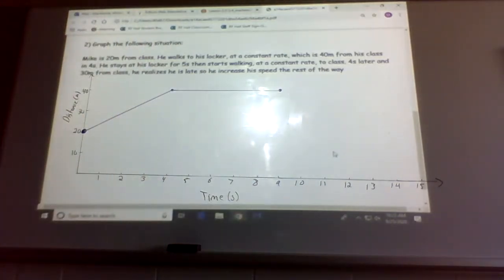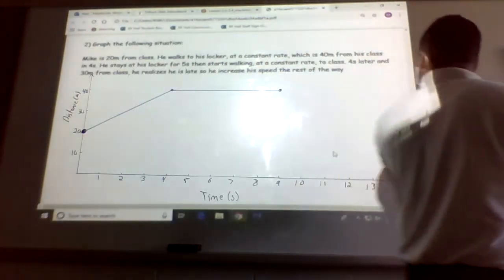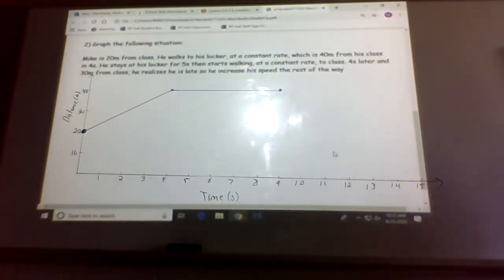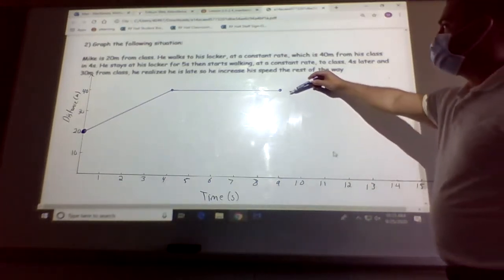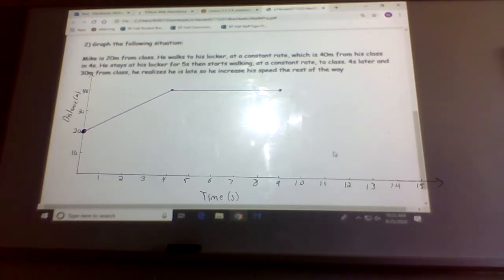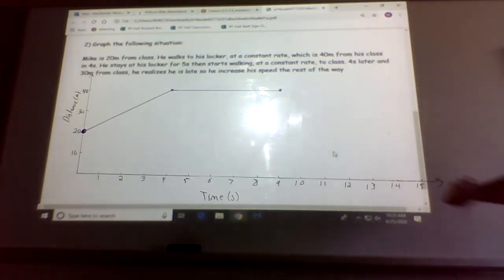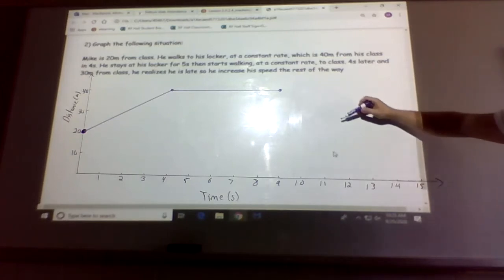I know the times don't really make sense because 5 seconds isn't very long. And then he starts walking at a constant rate to class. Okay, so now we're going towards class, so we're going down. 4 seconds later and 30 meters from class, he realizes he is late, so he increases the speed the rest of the way. Okay, so first we have to have a straight line somewhere.